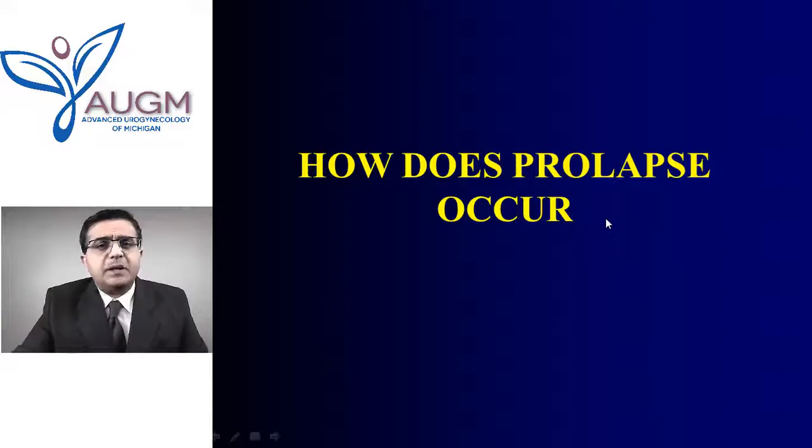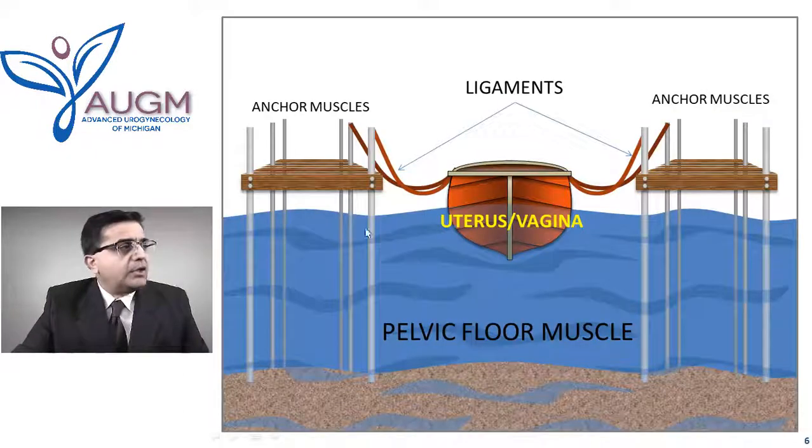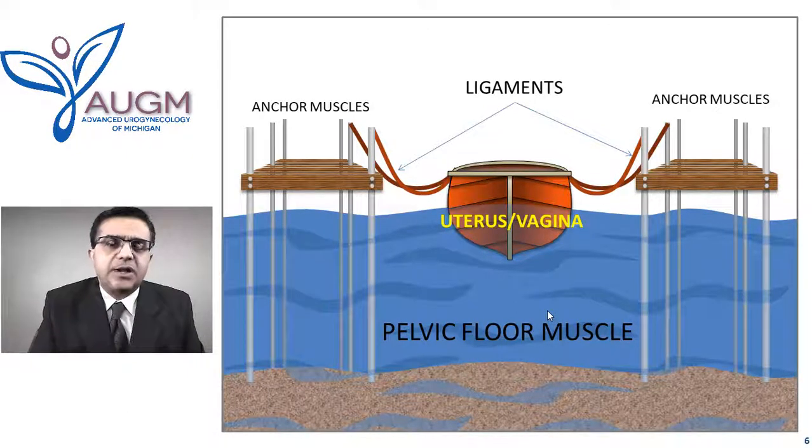So how does prolapse occur? So let me show you a simple animation. So let's consider this is a boat which is supported by its anchors or the moorings, and then you have the water which is keeping the boat afloat. So the water is like the strong pelvic muscles which are tonically, it means all the time contracted, the muscles that I just showed you, and those muscles keep the organs afloat or where they're supposed to be. On top of that, then you have the ligaments that keep the organs displayed on top of the muscles. So you really need both the muscle and the ligaments to do the job so that nothing falls down.